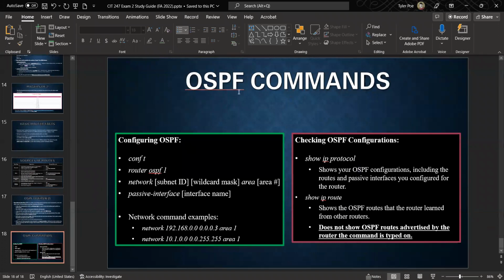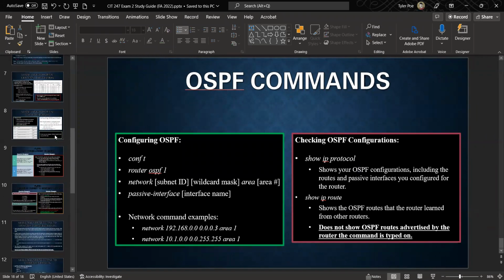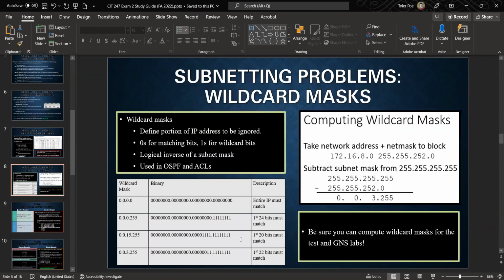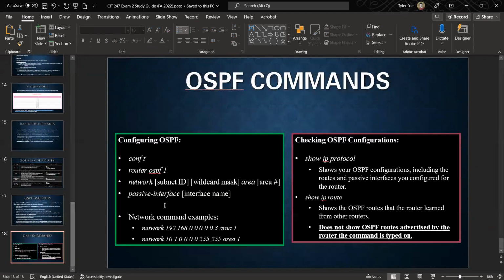Okay, final slide, just the OSPF commands. So you go into configuration mode, router ospf 1, write down the command network, put the subnet ID and the wildcard mask, which I provide steps on calculating right here. I could provide instructions on how to calculate wildcard masks right here. Then you put the area, just area 1. Then passive interface, you write down the interface name that you're making passive. So these are some examples of network commands: just a subnet, wildcard mask, and area 1.